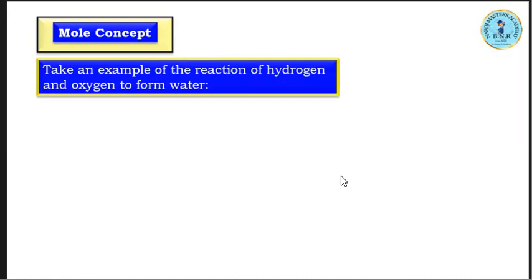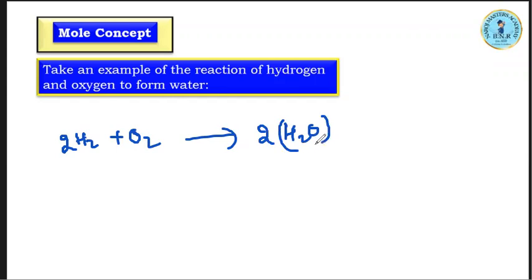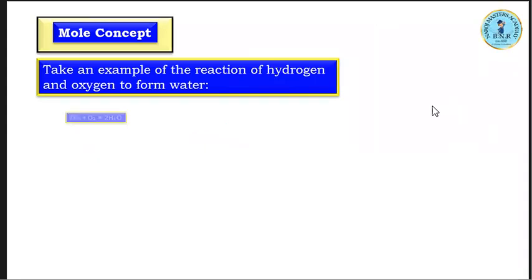Take the example of the reaction of hydrogen and oxygen to form water. The hydrogen molecule is H2 and the oxygen molecule is O2. To form H2O, two hydrogen molecules react with an oxygen molecule to form 2 moles of water. 2 into 2 is 4 hydrogens and 2 oxygens, right? In this way, we can balance them as well. So 2H2 plus O2 gives 2H2O.